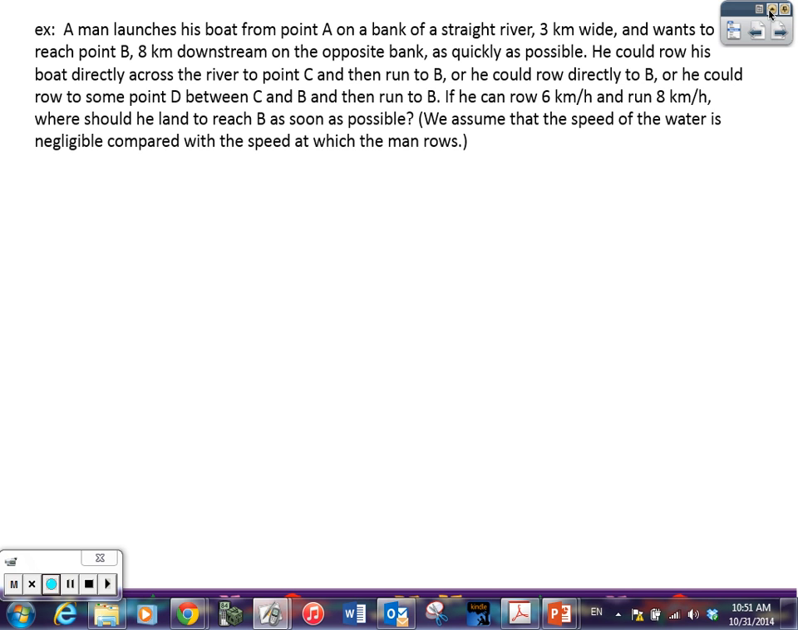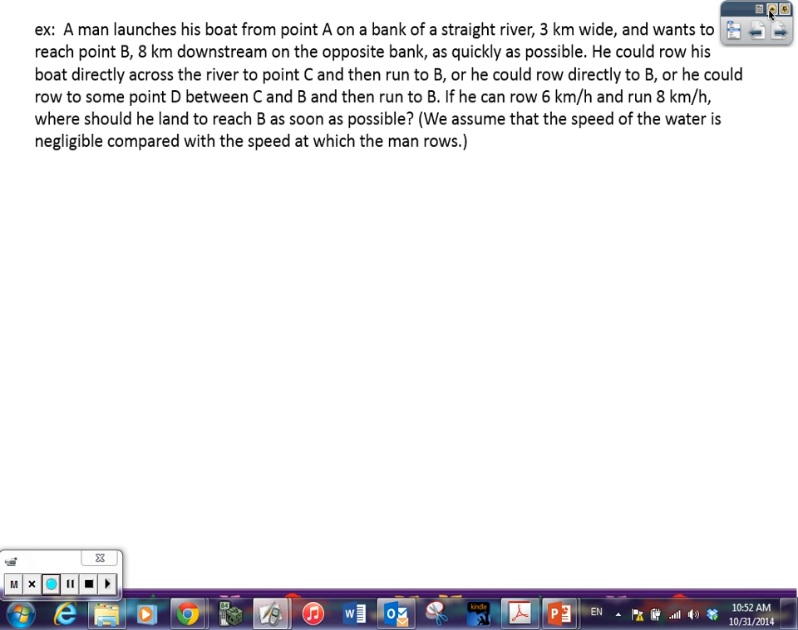So we have a man launches his boat from point A on a bank of a straight river 3 kilometers wide and wants to reach point B 8 kilometers downstream on the opposite bank as quickly as possible. As quickly as possible. What is that telling us? We want to minimize time.